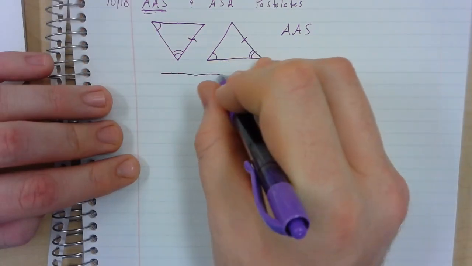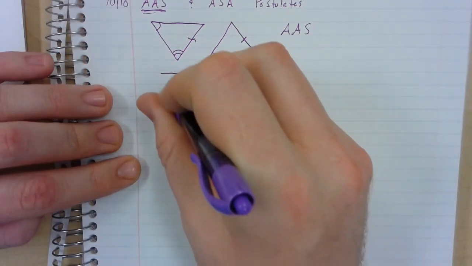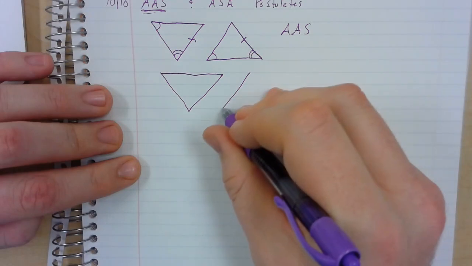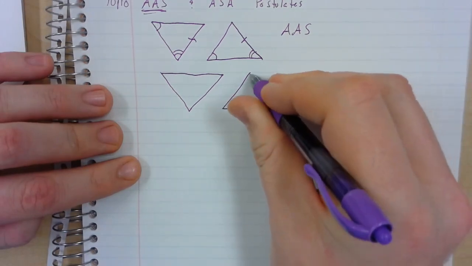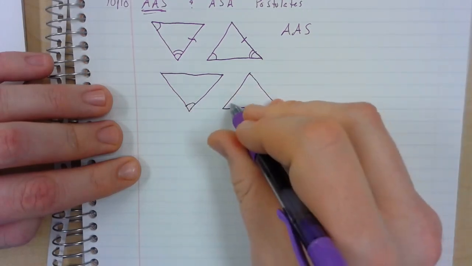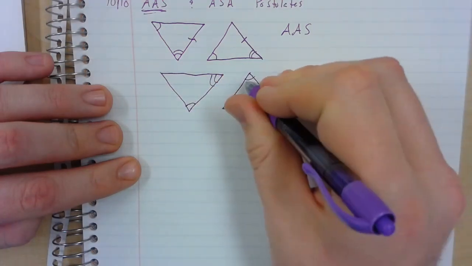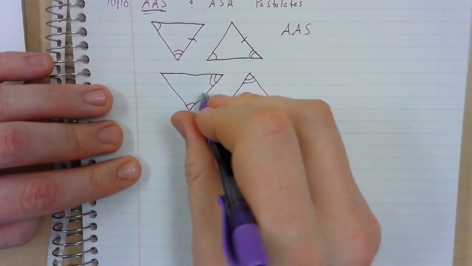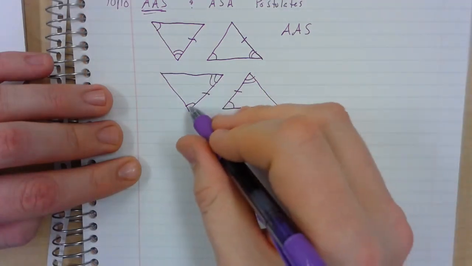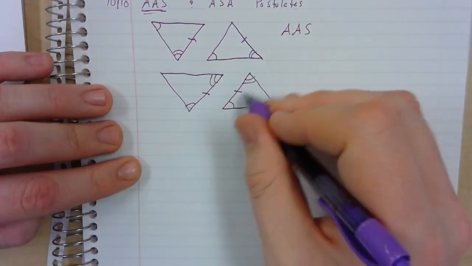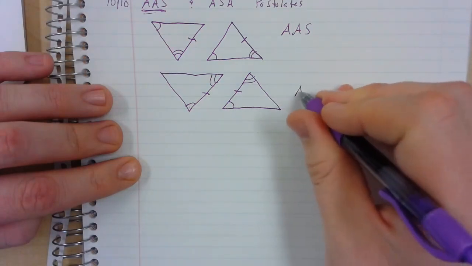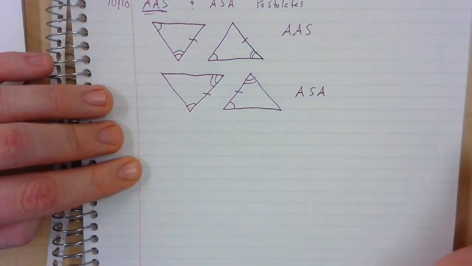There's nothing tricky about it, right? I need two angles and the side that connects them. So again, if I have this angle congruent to this angle, and maybe this angle congruent to this angle, I finally need the side that connects the two angles. Those two angles are connected by this side, and those two angles are connected by this side. So this is angle, side, angle congruency.